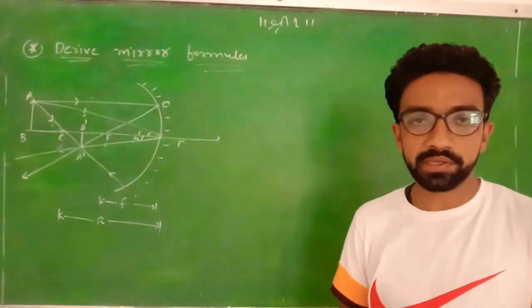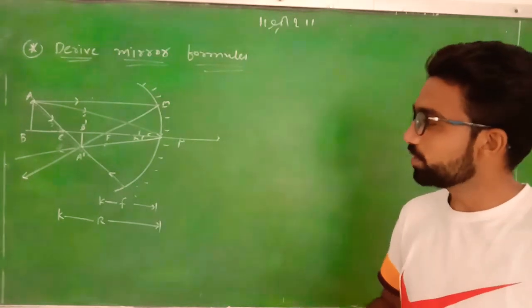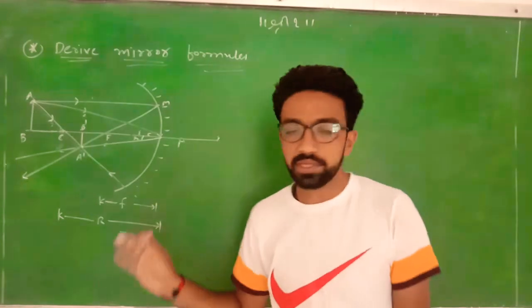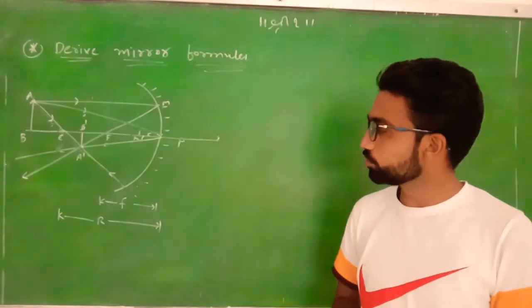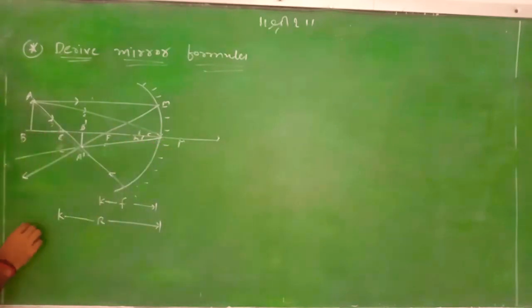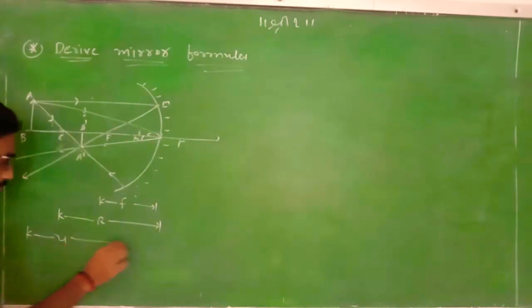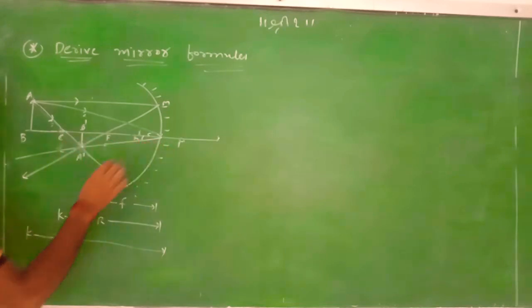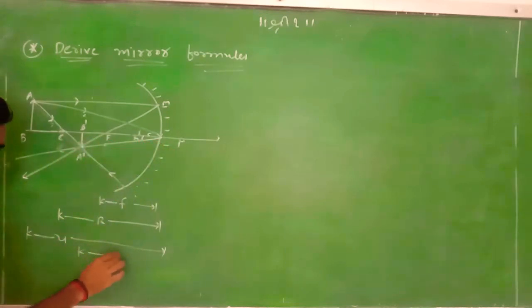These two angles are similar to each other. The only difference is that you can follow any one method, but this is easier compared to your textbooks. Now the object distance from the pole is denoted by u. This is the image. The distance of this image from the pole is the image distance, denoted by v.